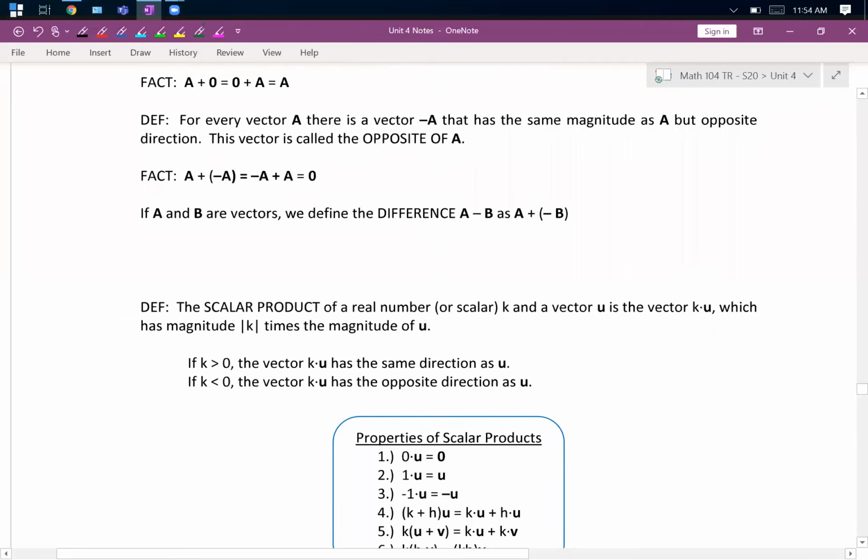All right, for every vector A, there is a vector negative A that has the same magnitude as A, but opposite direction. This vector is called the opposite of vector A. Again, same as real numbers. 2 and -2 are opposites of each other. It is a fact that if you take a vector and add the opposite vector to it, you get the 0 vector. Again, we see that in addition of real numbers. 2 plus -2 equals 0. Same thing happening. If A and B are vectors, we define the difference, A minus B, as adding the opposite, A plus -B, just like we did when we first learned adding and subtracting integers.